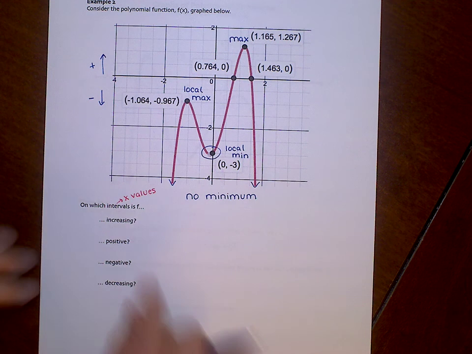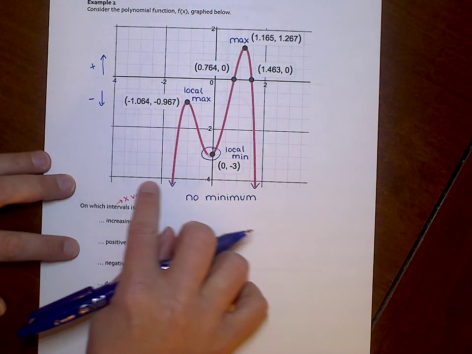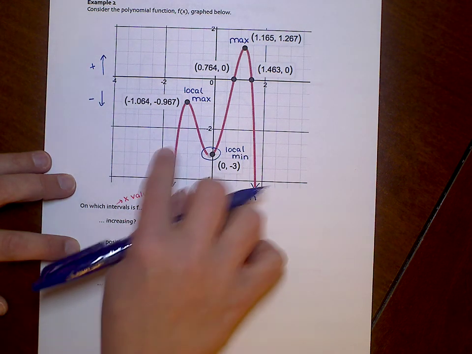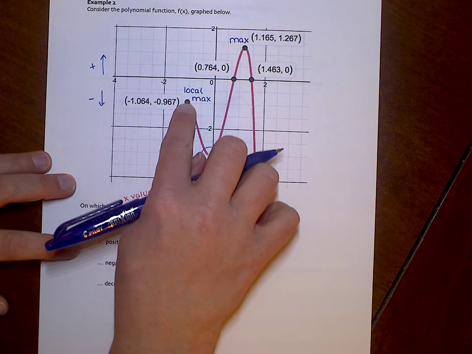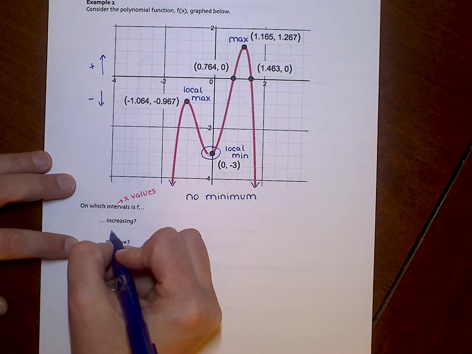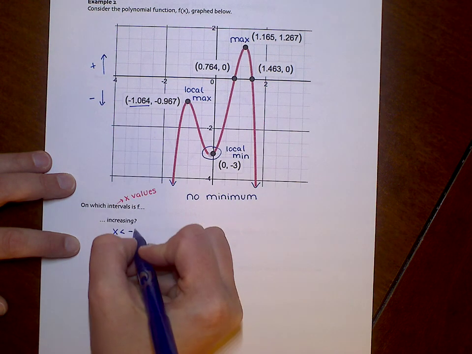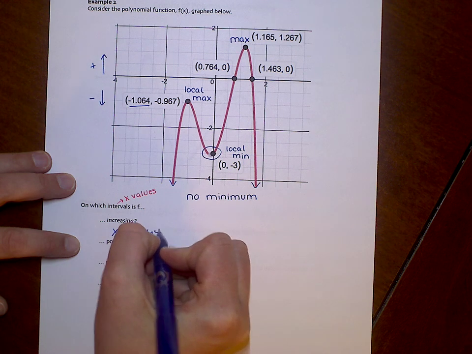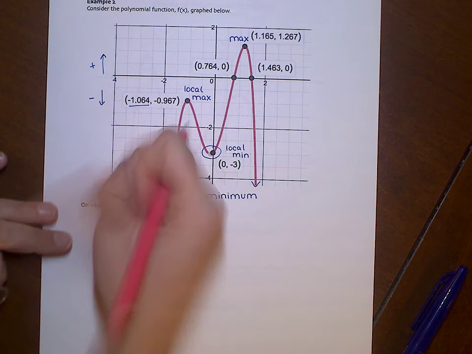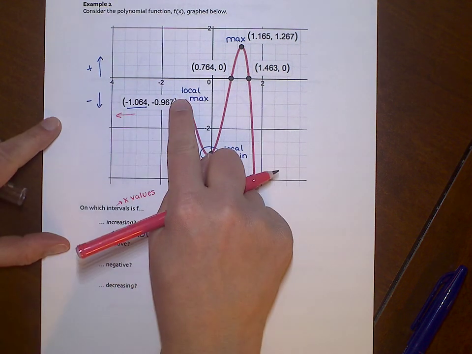So increasing is anywhere where the graph is getting larger. So really all of this, if I'm reading from the left, everywhere, and even if this graph goes way down here, all of this is increasing, getting larger, up and up and up and up until it hits that local maximum. So I would say anytime x is less than this negative 1.064, so anything to the left of this negative 1.064, all of this on the graph is increasing because the graph is getting larger.